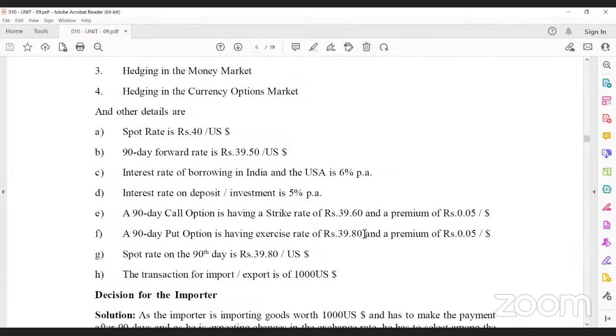The interest rate of borrowing in the USA is 6% per annum. The interest rate on deposits or investment is 5% per annum. A 90-day call option and a 90-day put option are given, and the various strike rates and exercise rates are provided. The spot rate on the 90th day is rupees 39.80 per US dollar. Transactions for both imports and exports are given.